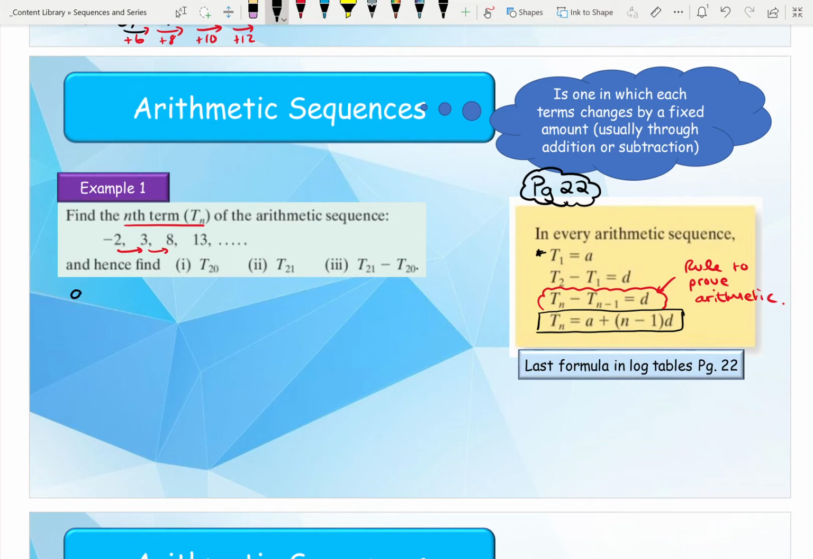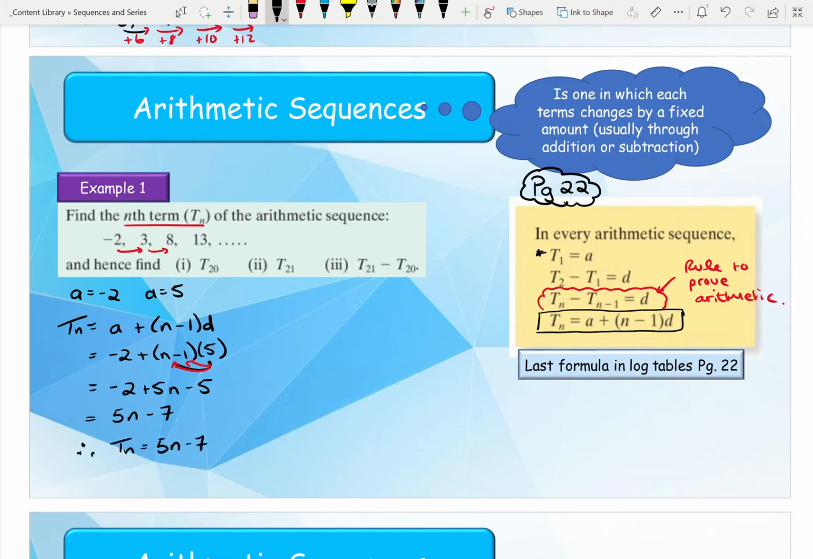So that means I know that a, my first term, is equal to minus 2, and d, my common difference, is equal to 5. To find Tn, I now write out my formula, a plus n minus 1 times d. So a is minus 2, plus n minus 1 times d, which is 5. Even though it's written after, we're going to multiply that 5 by the n and by the minus 1, which gives me minus 2 plus 5n minus 5. So 5n usually comes first, then minus 2 minus 5 gives me minus 7. Therefore Tn, my general term, is 5n minus 7.